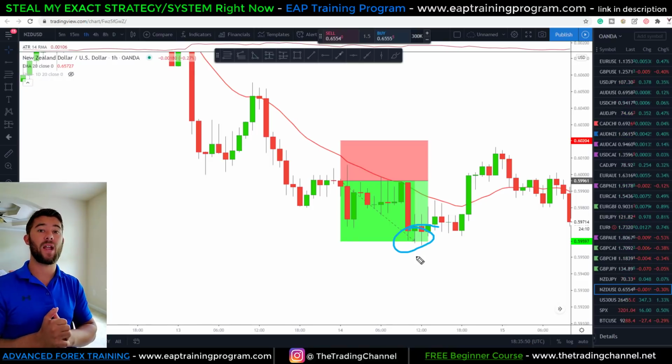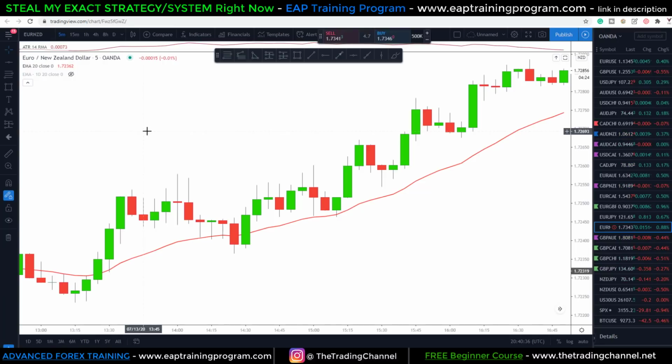Let's take a look at that right now. So first off, let's take a look at a full overview of the strategy itself. This was a trade we had at about 3 o'clock today, and let's go ahead and look at the chart. Tell me, can you see where this trade took place?